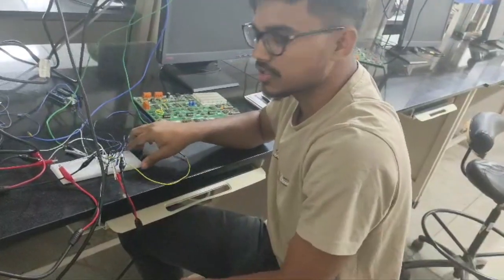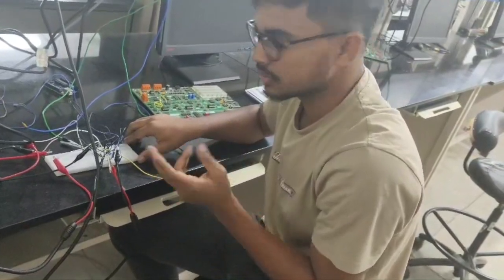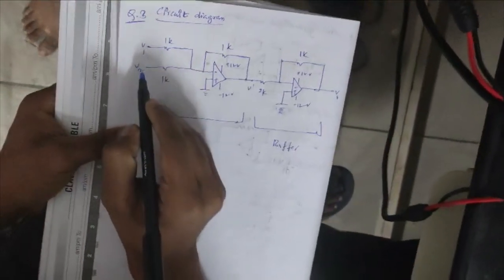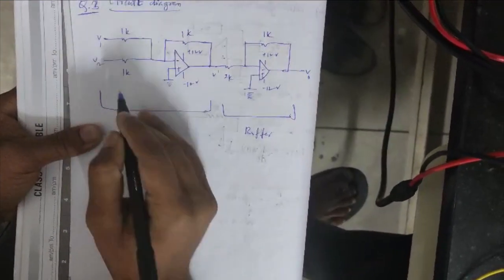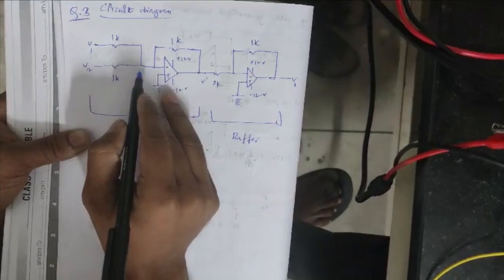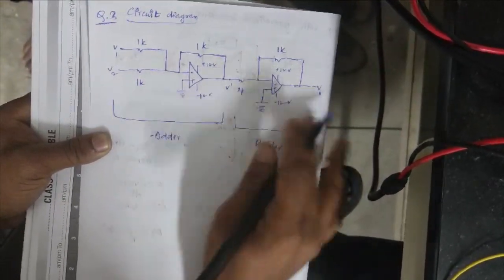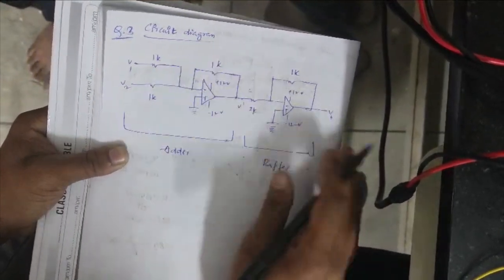Here is the physical circuit for question number 3, in which we have to take the average of two input sine waves, and here is the circuit diagram for this question. We have taken V1 and V2 as two inputs from the function generator which are in the same phase, and we connected them to 1k ohm resistors, jointed and shorted with the non-inverting pin of op amp number 1, and from here we took the feedback resistance of 1k.